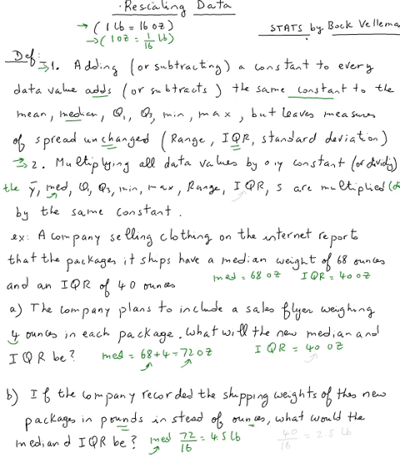Now, what about the IQR? The IQR this time doesn't remain unchanged. See, it's also multiply or divide, so it's also divided by the same constant. So I'm going to take the last IQR in ounces and divide it by 16 to convert it to pounds. And 40 divided by 16 is 2.5 pounds. And that's it for this example.